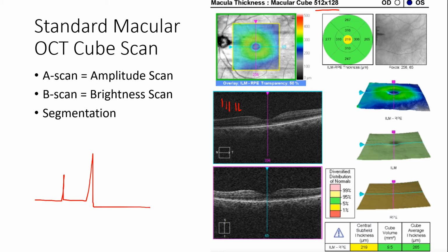So within this report, the ILM to RPE is the thickness of the retina. So the machine segments the ILM, and then it segments the RPE, and it calculates that thickness, and that's shown here as well as here. And then each surface is shown individually. The ILM is shown and the RPE is shown. The distance between the two is calculated as a thickness, and then the volume of the entire retina is calculated as a cube volume.